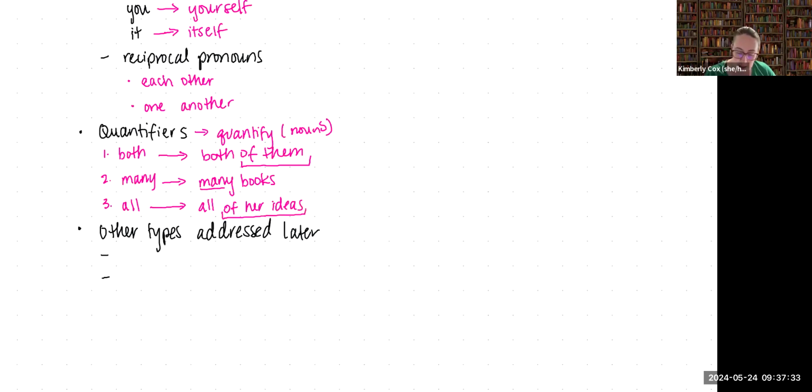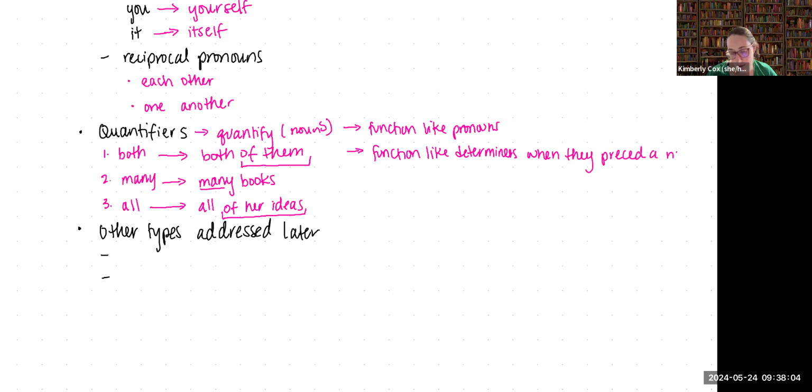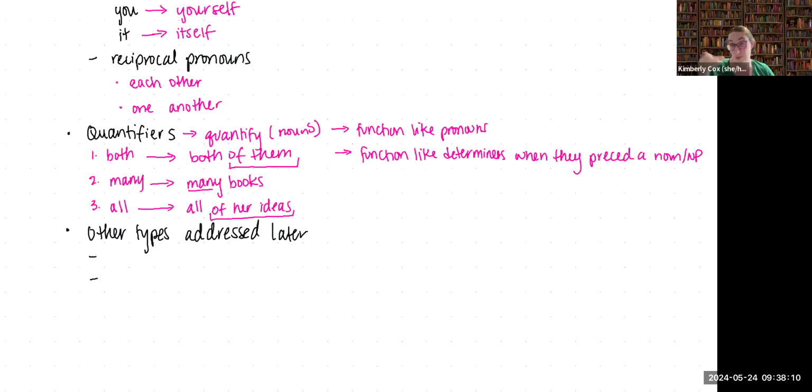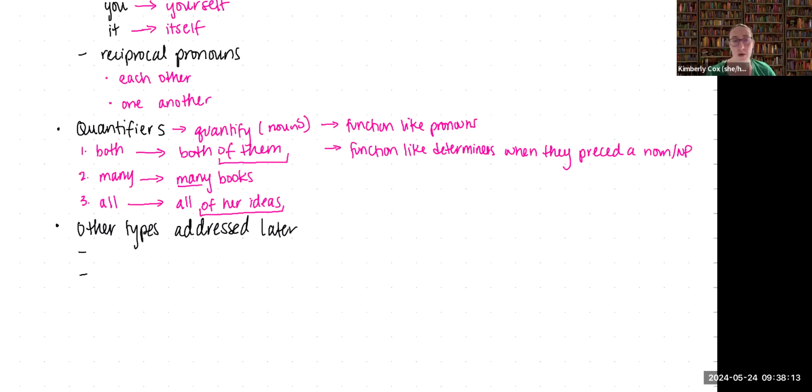So one of the things that's interesting about these is that they can function like pronouns. And sometimes they can also function like determiners when they precede a noun or a noun phrase. Okay. So this is pretty straightforward in this regard, but they are called quantifiers.